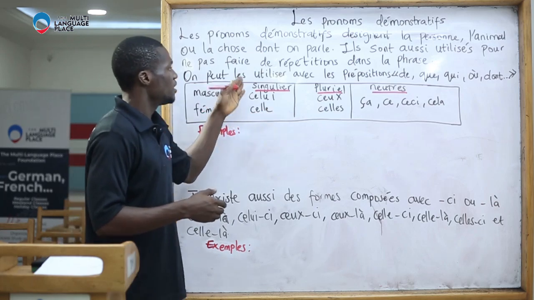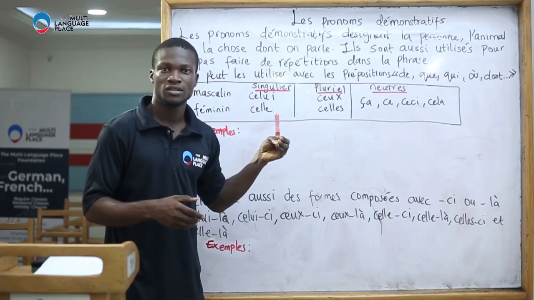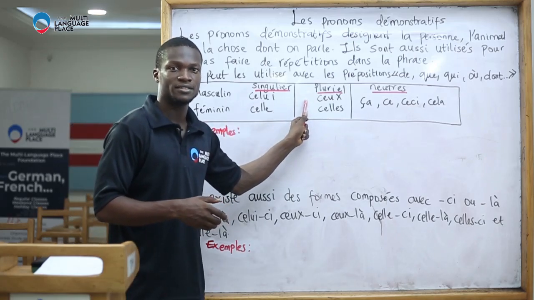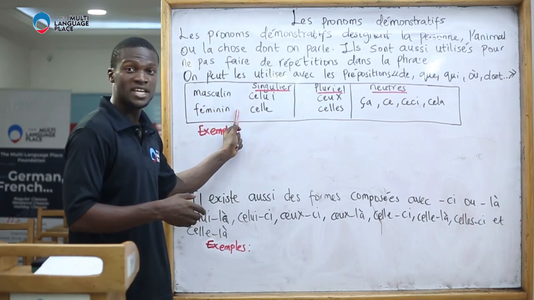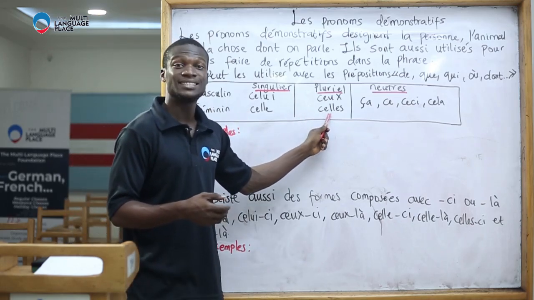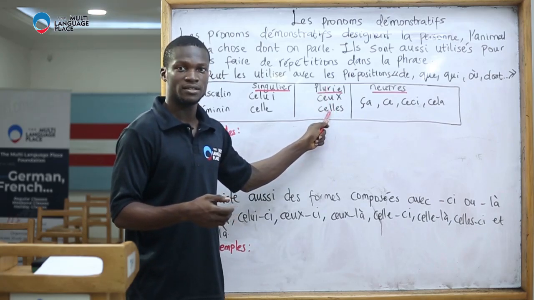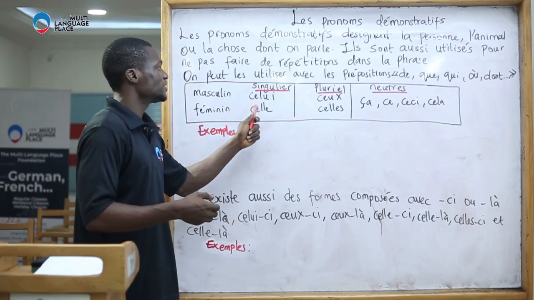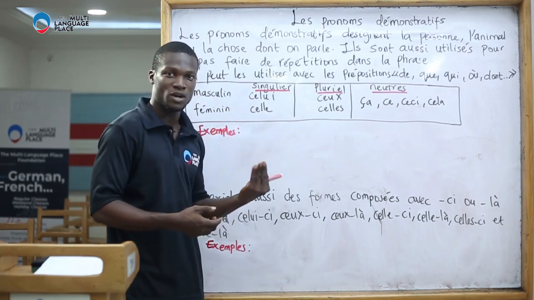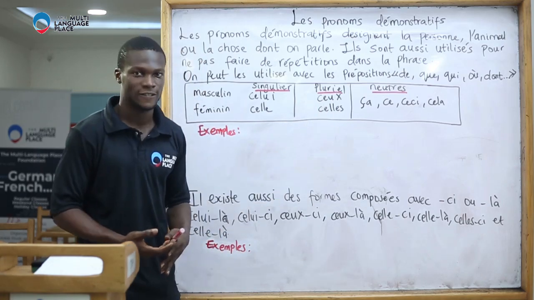What if it is masculine plural? We say ceux. Celui singulier, ceux pluriel. Féminin, celle. Ou bien celles avec S, celles for the pluriel. So, celle singulier for feminine, and then the plural form celles, you add the S.